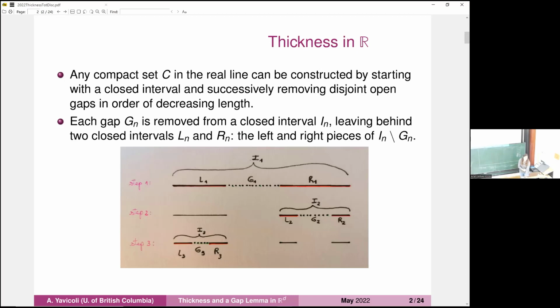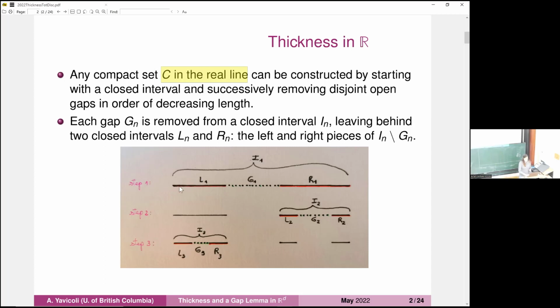I'm going to start with the definition of thickness in the real line, but first we have to see a useful way to look at a compact set in the real line. Let's say that C is a compact set in the real line. We can consider I1, that is the convex hull here.